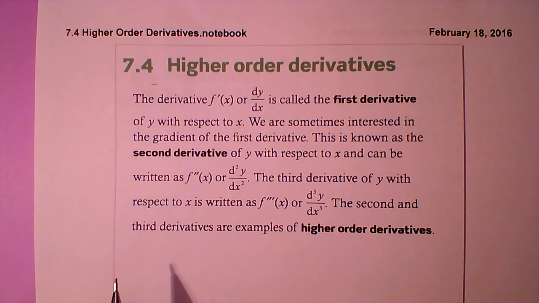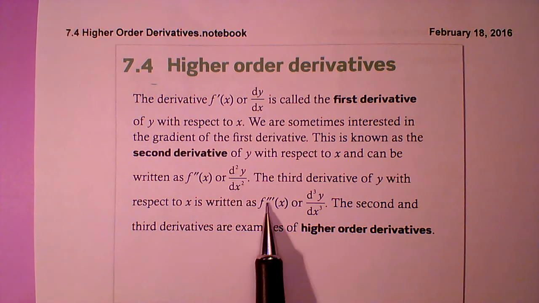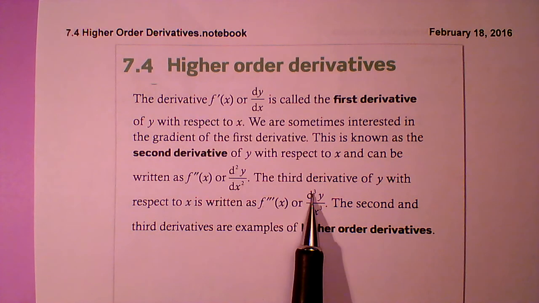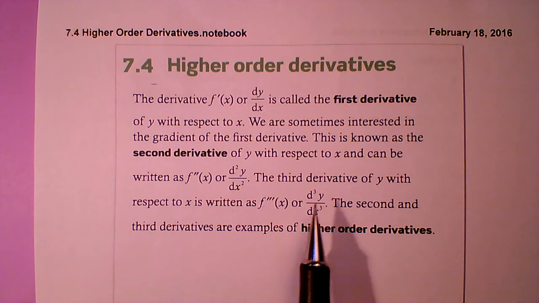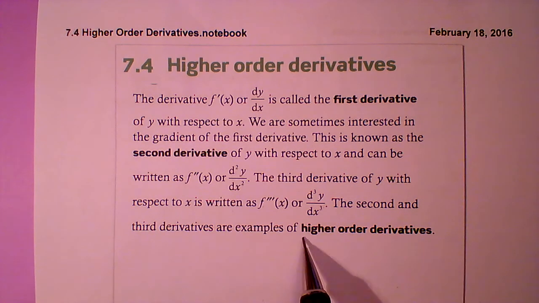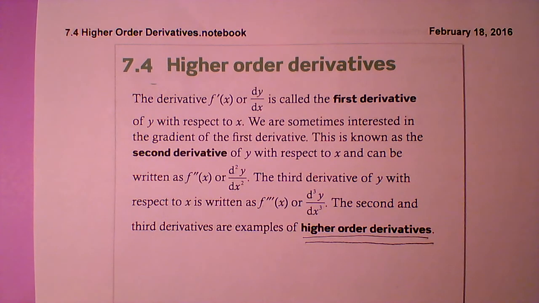So you can keep taking the derivative of other derivatives. So you could take the third derivative of y with respect to x. We'd write that as f triple prime of x, or d to the third y over dx to the third. Okay? So we call all of these higher order derivatives. There's the first derivative, and then everything else is lumped into the category of higher order derivatives.